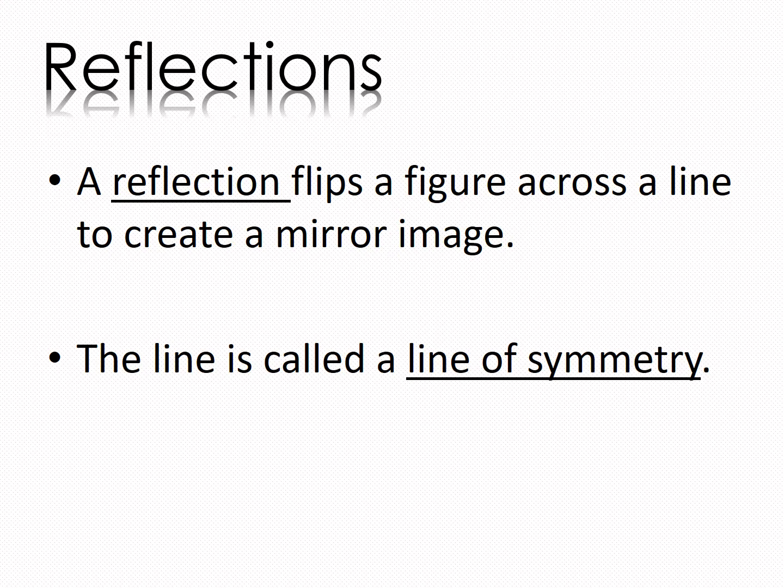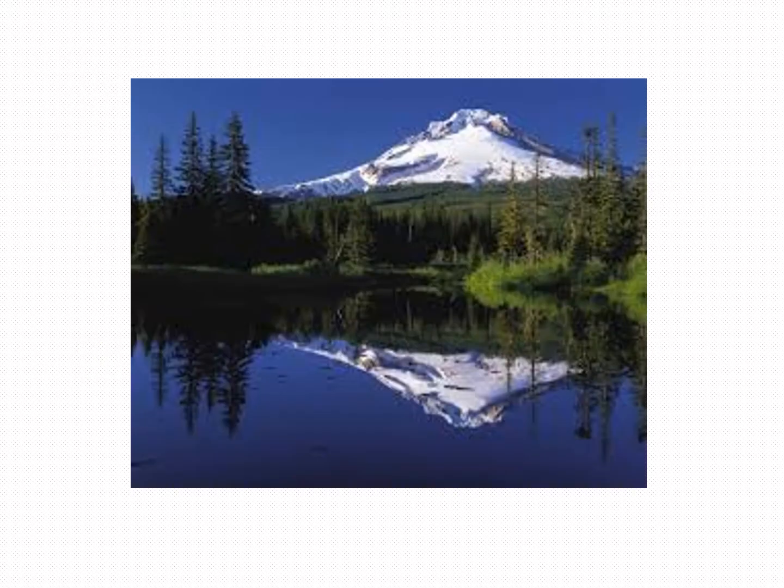The line is called the line of symmetry, and I talked a little bit about this already, right? You can have an internal line of symmetry, where if you fold an image, it lands on itself, or you can have an external line of symmetry, and this creates the mirror image copy. Again, the lake here is operating as our line of symmetry, and we have that reflection going from the mountain and the forest into the water.